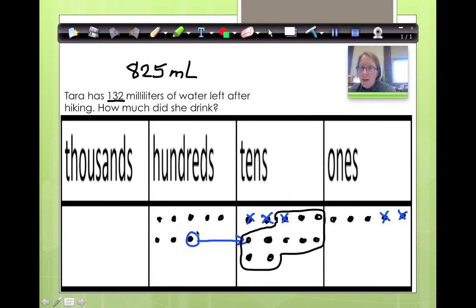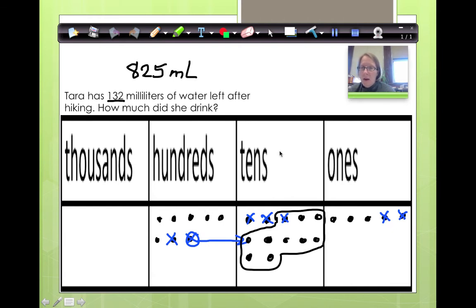Do I take this one away? No, because this is already taken away. It's already gone. Okay? Already gone. That's what happened over here. So I need to take away another 100. Okay. Now, we read what is left.